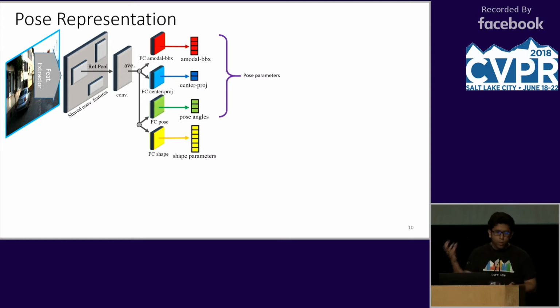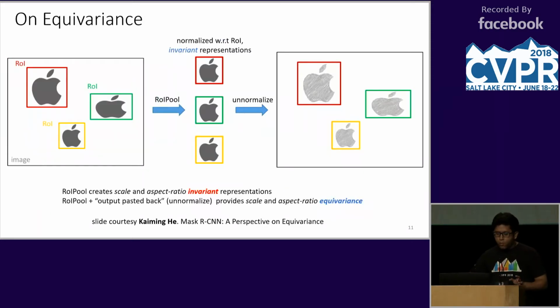So our pose representation is basically divided into three parts: the amodal bounding box, the center projection, and the pose angles. The amodal bounding box and center projection are actually 2D targets. Right? So now, before I move on, I want to briefly talk about equivariance.